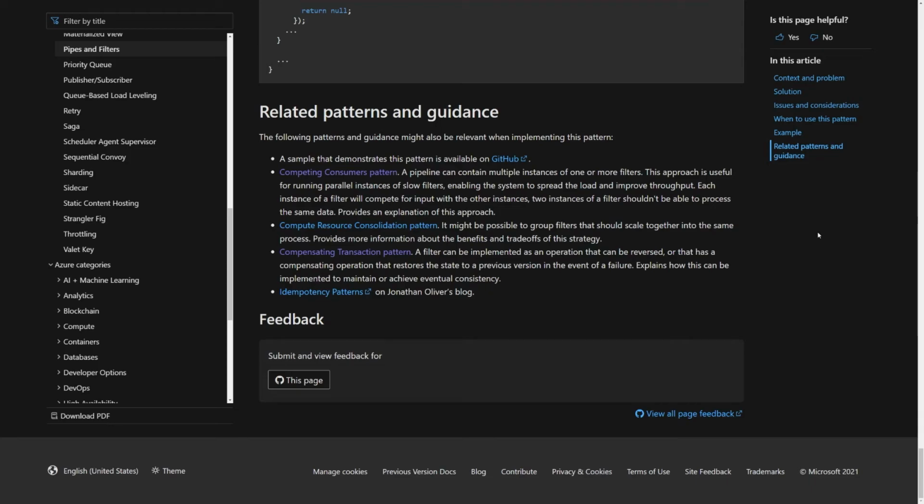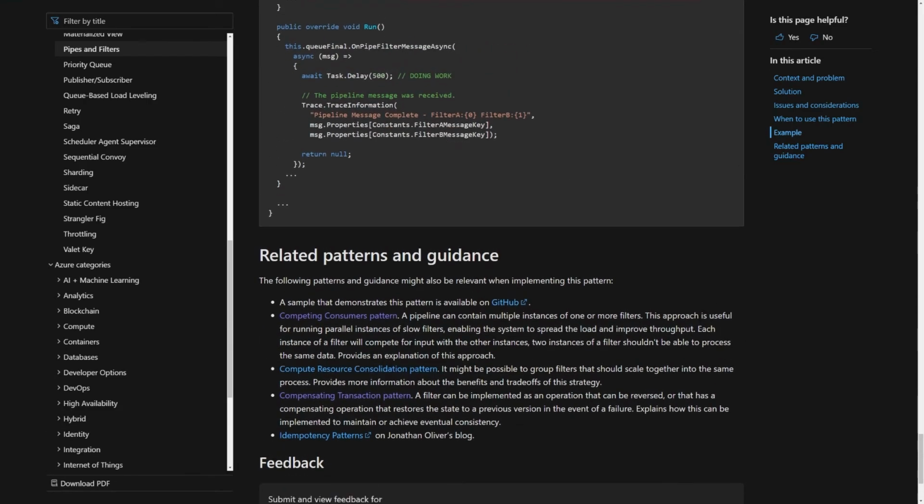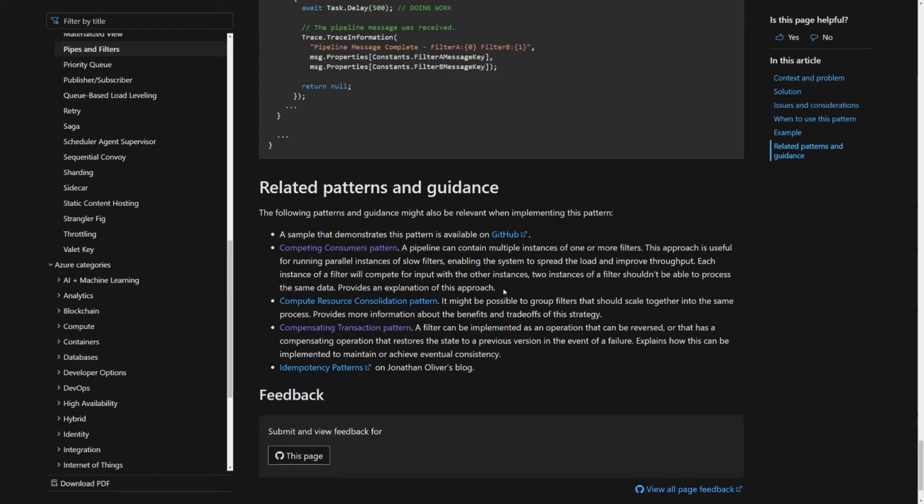Have you done compute resource consolidation and compensating transaction in the series? So I'm going to be doing compute resource consolidation, I think next week or the week after. And I think compensating transaction has been done, but I'd have to double check. Yeah. Okay, because those are the ones you see in the architecture for pipes and filters. Compute resource consolidation is where you've got multiple tasks running together, you don't put them all on their own compute, you cluster them. And compensating transaction is what happens if task A, B, and C are successful but D fails?